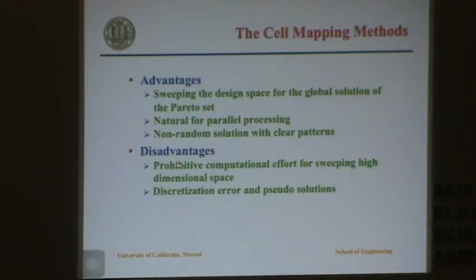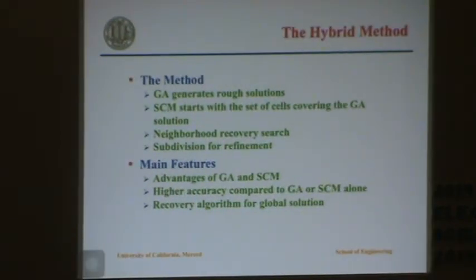Now, the disadvantage of the cell mapping method is that we are doing the sweeping in the design space, and the design space can have hundreds of dimensions. I'm going to show you a 13-dimensional space example later. But once you do the sweeping, the computational effort becomes very high, particularly for high-dimensional spaces. Then you do have discretization errors, right, if you have a finite size of boxes. We can address that issue with the so-called subdivision method.